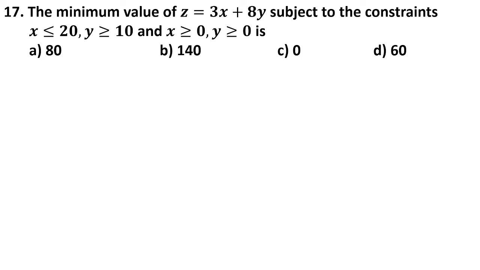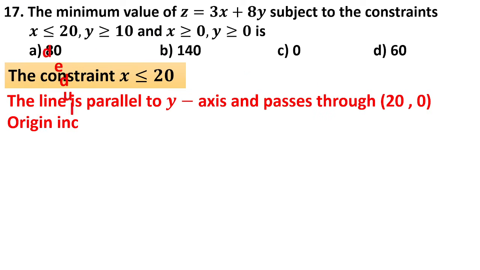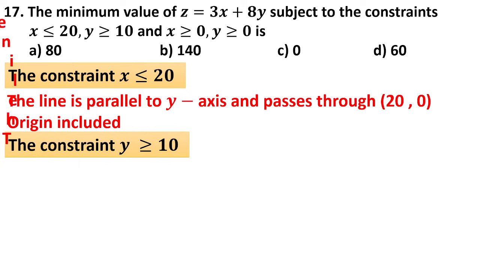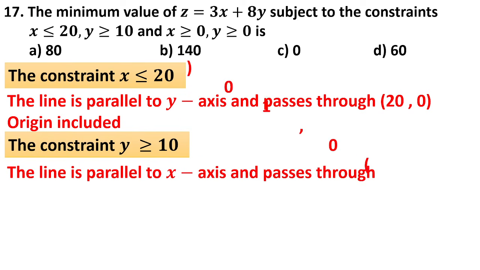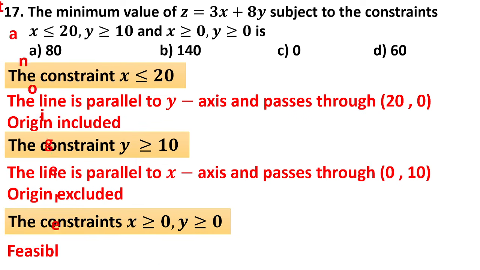I am going to show you. You have to just visualize what are the corner points of the bounded region. Okay, anyway, we'll do it now. The constraint x is less than or equal to 20 is a line parallel to the y-axis and passes through 20, 0. The constraint y greater than or equal to 10 is a line parallel to the x-axis. There origin included, here origin excluded, and it is in the first quadrant.